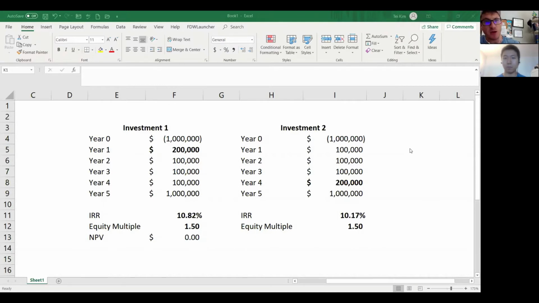IRR is a very complicated formula, but let Tay explain this to you, and he's going to explain it in a simple manner for you to understand.